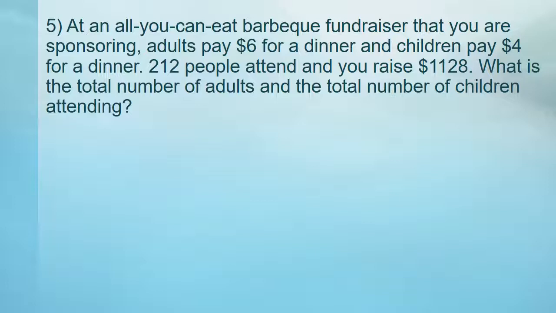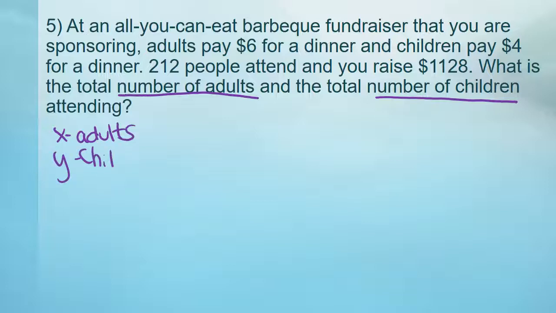So first, let's determine our variables. We always base it on the question. Number of adults, number of children is what we're trying to find. So X is adults and Y is children. Again, those could be flipped around.